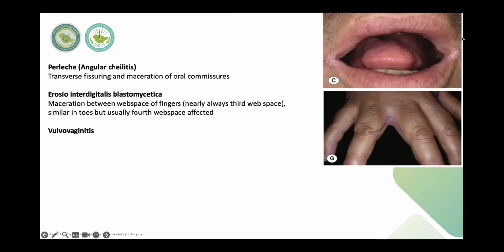Angular cheilitis also can be caused by fungal infection, and erosio interdigitalis blastomycetica, which is similar to the one that we saw with interdigital tinea, but it can affect the hands like this. It's erosive, and it also can affect the toes, and also vulvovaginitis. Candida also has an important role in congenital candidal infection and neonatal candidal infection. That's another talk, but it can cause that. So as you can see, candida has a wide spectrum of infection. For example, in the neonate, it can present with pustular eruption.